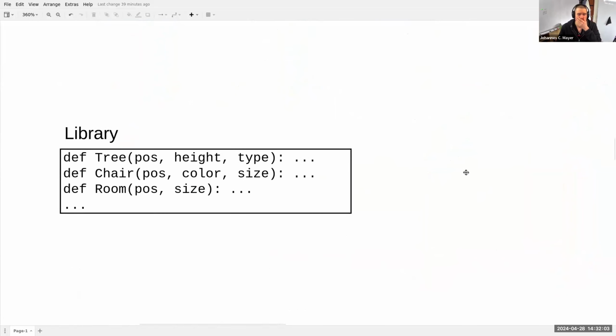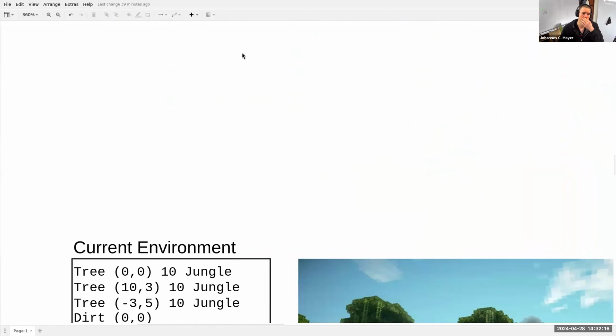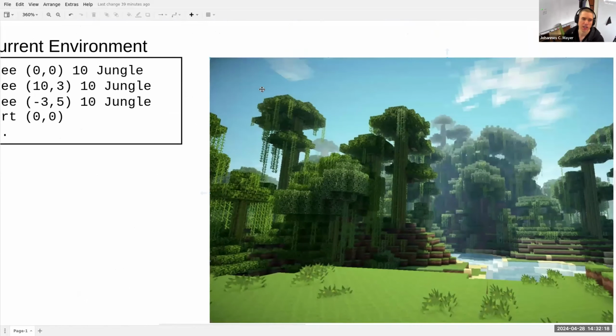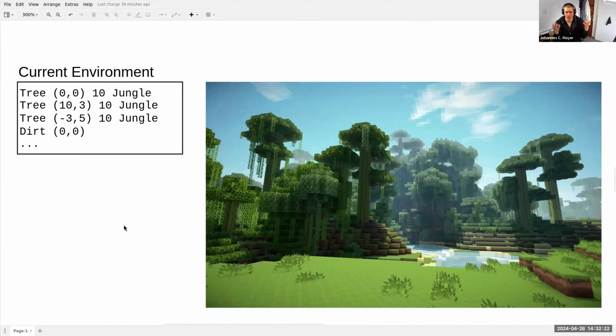And if we were in the real world, what we ended up with is this library, and we have a bunch of these concepts like tree, chair, room, which are all constructors that can build things. And what we do with them is, imagine the most obvious use: you're somewhere in the world and you would like to know the surroundings around you.